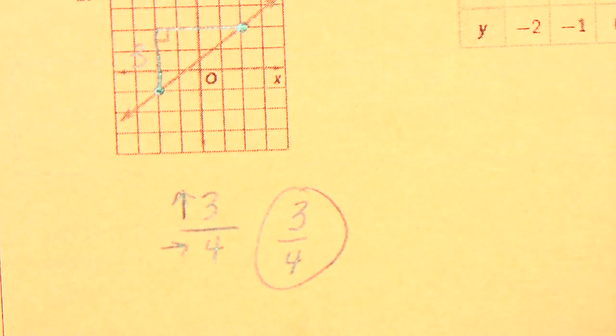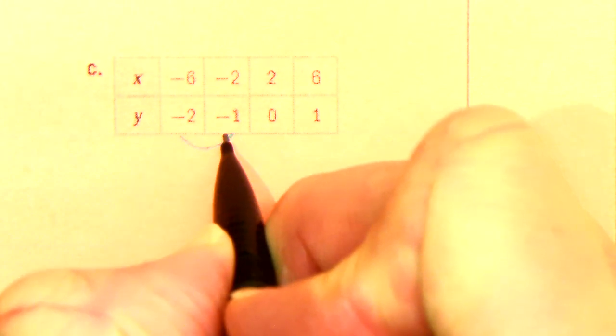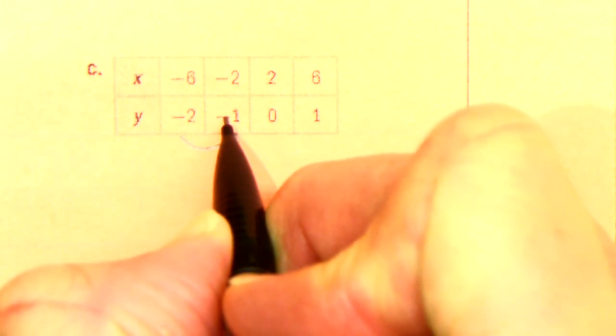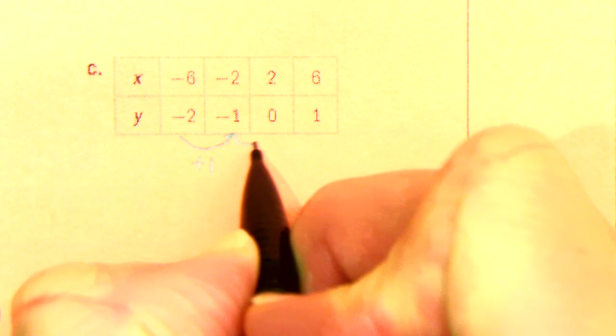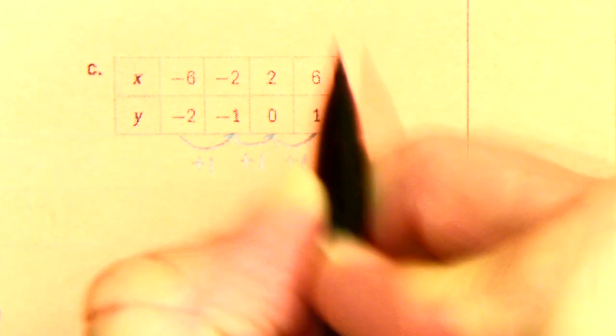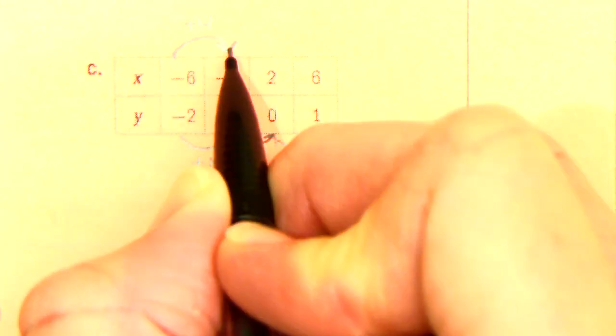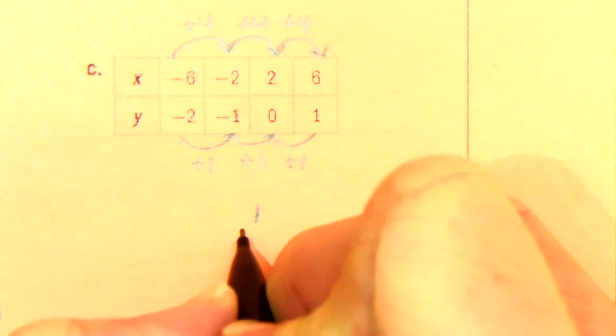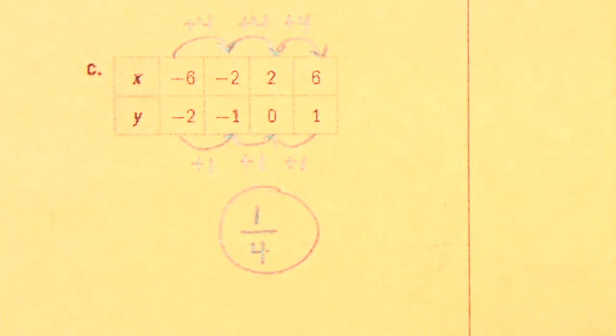Okay, change in y over change in x. If we're looking at a table, change in y goes on top, but notice the y is down here. -2 to -1 is actually a +1, a +1, and a +1. Now -6 to -2 is +4. -2 to +2 is +4, and 2 to 6 is +4. So change in y over change in x, I have a 1 over 4. And that is my slope.